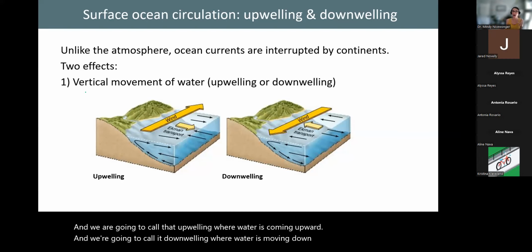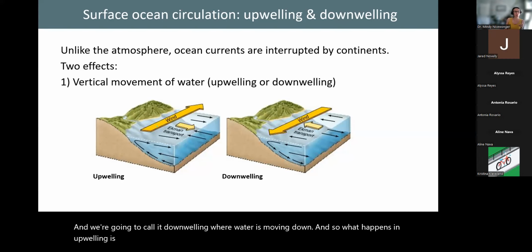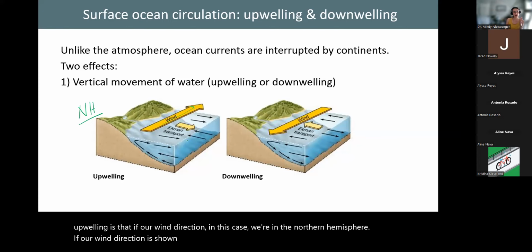And so what happens in upwelling is that if our wind direction, in this case in the northern hemisphere, is shown here with the arrow, then our Ekman transport, the surface current, is moving away from the coastline or the shoreline.